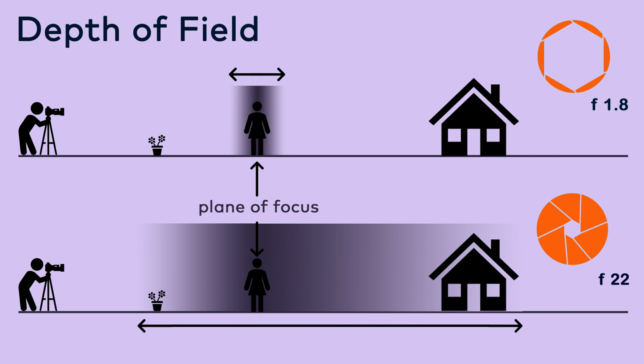Depth of field is the distance between the closest and farthest objects in a photo that are in focus. Your camera focuses on one plane, and the transition between focus and blur is very gradual. A large aperture, a small number, here f1.8, results in a small sharp area, and a small aperture, a large number, here f22, results in a large sharp area.